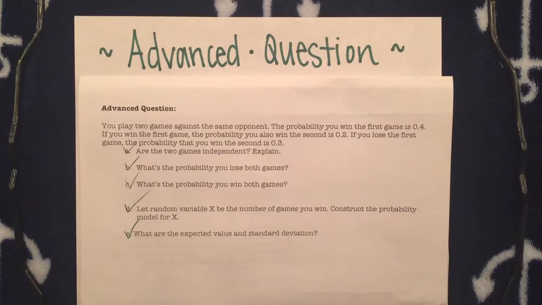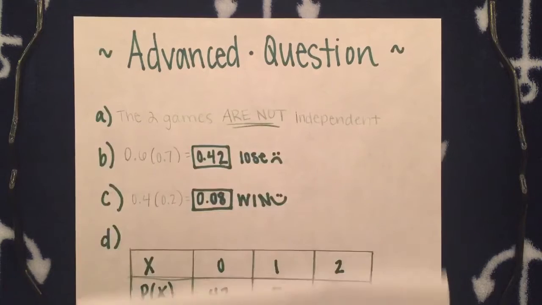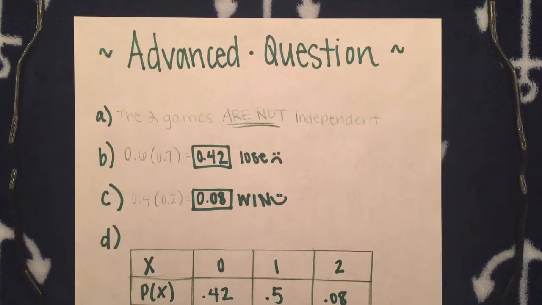So for the advanced question, you play two games against the same opponent. The probability that you win the first game is 0.4. If you win the first game, the probability you also win the second game is 0.2. If you lose the first game, the probability that you win the second game is 0.3. Part A is asking, are the two games independent? So I said the two games are not independent.